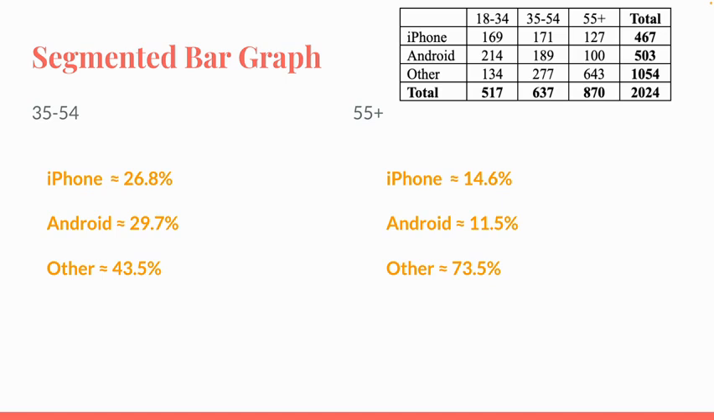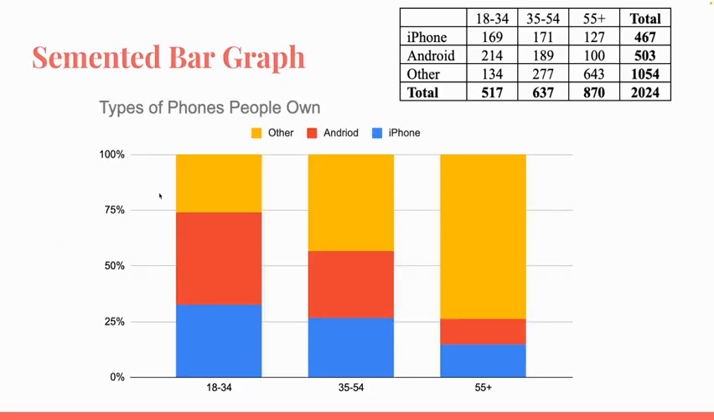So we have all the data. We took the raw data from the table, and then we found percents. So now we need to put it on a segmented bar graph. This is what a segmented bar graph looks like. So this is all 18 to 34-year-olds. See how it goes up to 100%? So blue represents iPhone. So iPhone was 169 out of 517. We found that was what? 169 out of 517, 32.7.